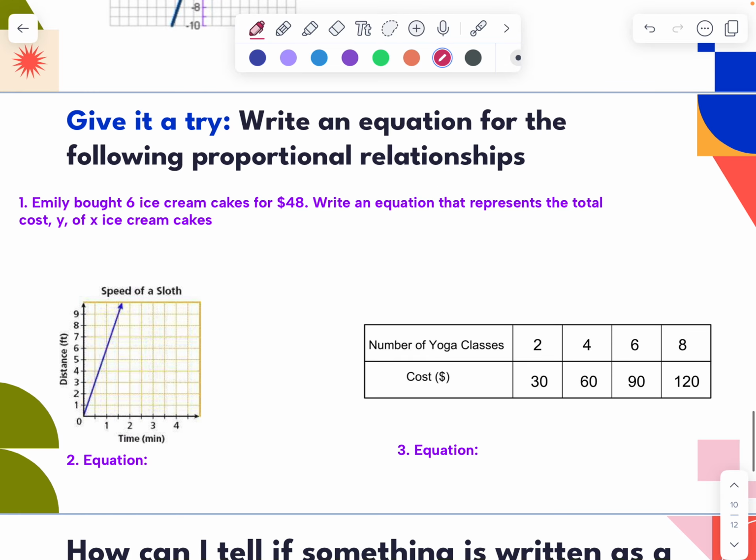Okay, you give it a try here. I've got 3 quick problems. Pause the video, try these 3, write an equation, and then resume, and we'll talk about it.